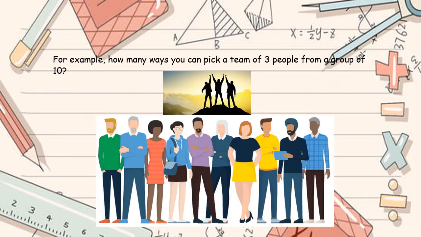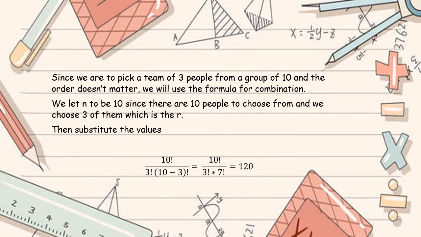For example, how many ways can you pick a team of 3 people from a group of 10? And remember, the order doesn't matter. Since we are to pick a team of 3 people from a group of 10 and the order doesn't matter, we will use the formula for combination. We let n be 10 since there are 10 people to choose from and we choose 3 of them, which is the r. Then we substitute the values. 10 factorial over 3 factorial times the quantity of 10 minus 3 factorial, which is 10 factorial over 3 factorial times 7 factorial, which is equal to 120.